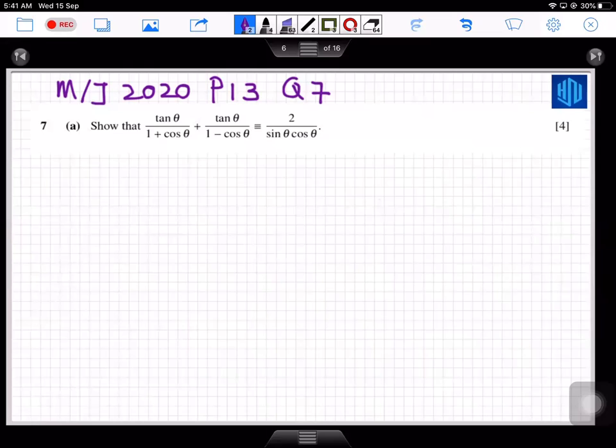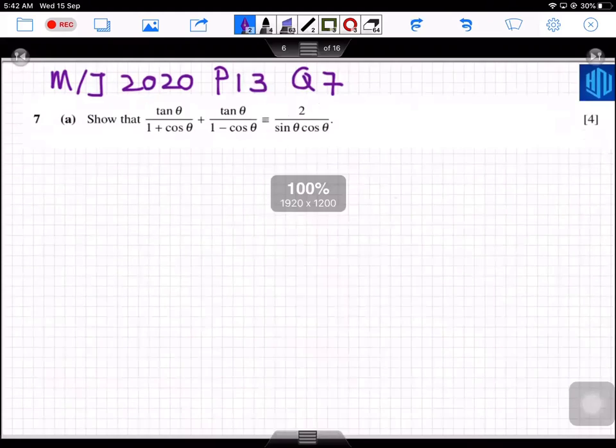For trigonometric identities and equations, AS Maths P1, A Level Mathematics 9709. And first of all, we have May June 2020, paper 1, variant 3, question number 7. The question is saying that show that tan theta divided by 1 plus cos theta plus tan theta upon 1 minus cos theta is exactly equal to 2 over sine theta times cos theta.